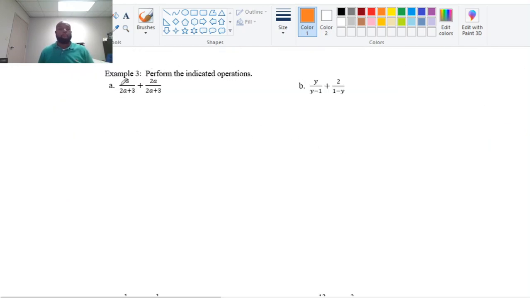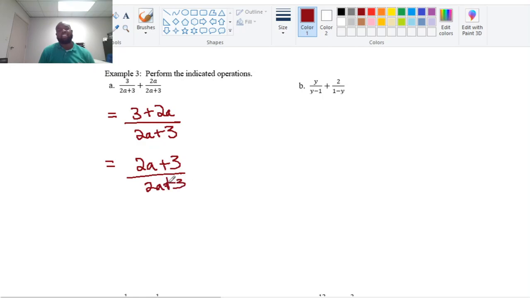Example 3, perform the indicated operations. In part A, we have 3 over 2a plus 3 plus 2a over 2a plus 3. Oh, this is nice. Our denominators are the same. And so if I'm going to add these rational expressions, then I just add my numerators, keep my same denominator, and then I simplify if possible. So I'm going to look at this and see if I can simplify. Now, if you notice, this is addition, so I can switch the order. Since these are the exact same term, they cancel and I'm left with 1.